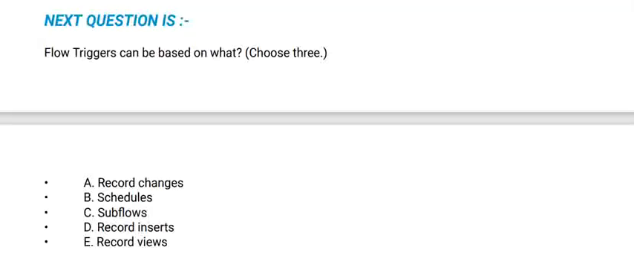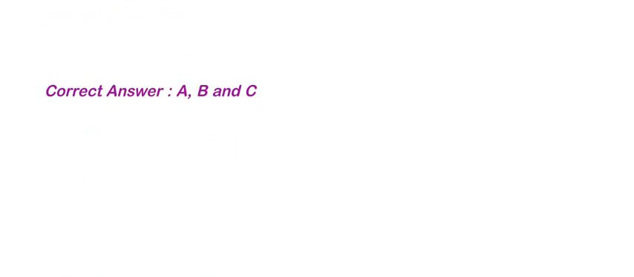Next question is, flow triggers can be based on what? Choose three options. And the options are option A, record changes. Option B, schedules. Option C, subflows. Option D, record inserts. And option E, record views. The correct option is option A, B and C.